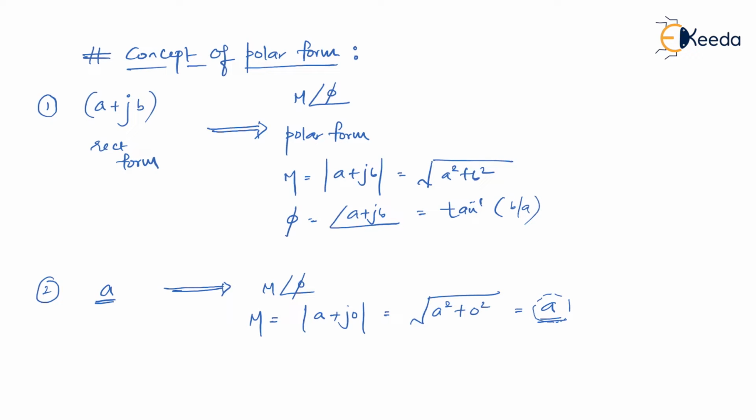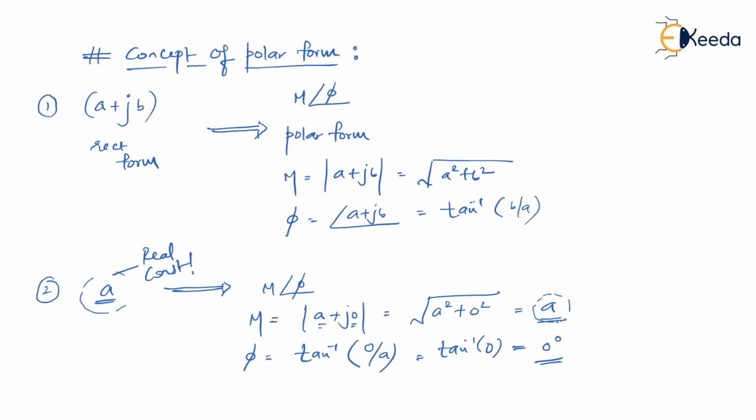Fine. Next, if I want to calculate phi, then it is tan inverse of imaginary part upon real part. But what is the imaginary part? 0. What is the real part? A. 0 by A. So it is simply tan inverse of 0. So it is always 0 degree. Moral of the story, whenever you have a constant term, in fact a real constant term, its magnitude is the real value itself, but the phase contribution by a real quantity is always 0 degree.